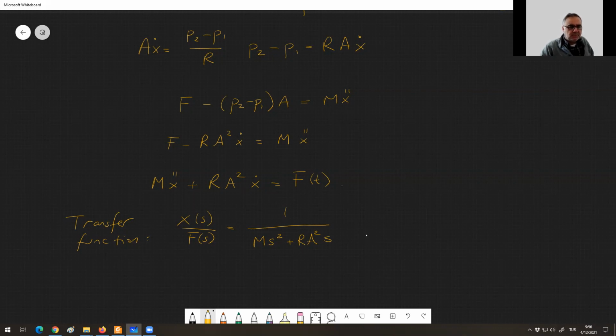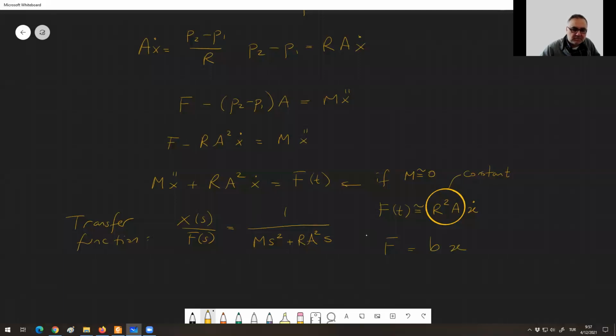Now look at this equation. If M is negligible, then you can say that F of T is approximately equal to R squared A X dot. And since this is a constant, F is equal to some constant which we can call B times X dot, okay? And as you see, this is a damper equation, a hydraulic damper. So it dissipates energy.